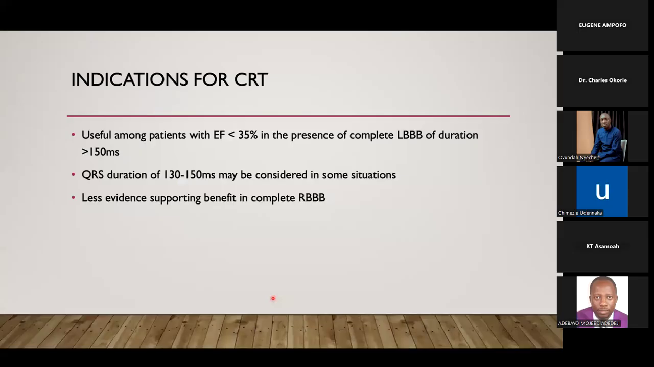So indications for CRT, it's useful for patients who have an EF of less than 35% in the presence of a complete LBBB with a duration of more than 150 milliseconds. For those with a QRS duration of 130 to 150 milliseconds, it may be considered in certain situations. And there's less evidence supporting the benefits in complete RBBB. But if the person has persistent symptoms with a complete RBBB despite the GDMT, then there's room to consider a CRT.